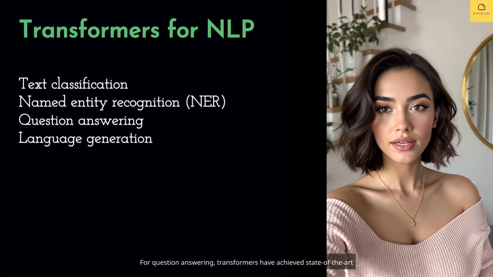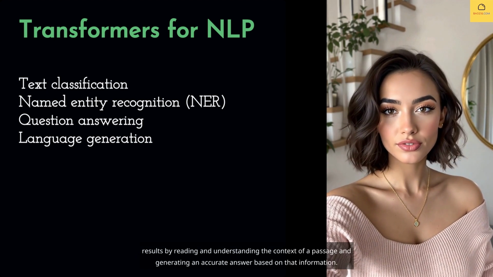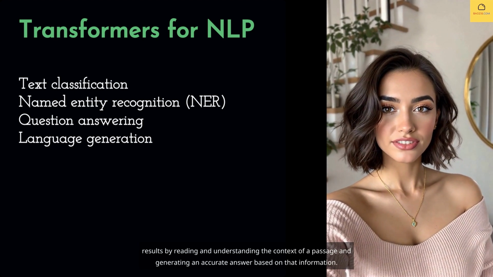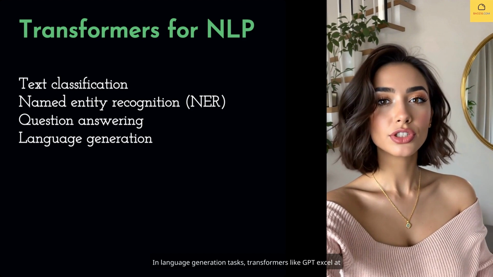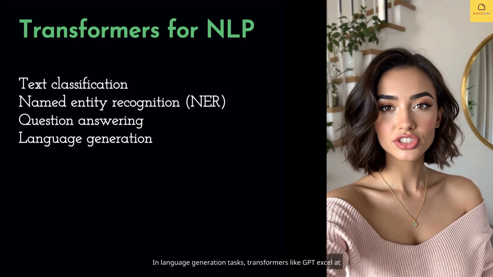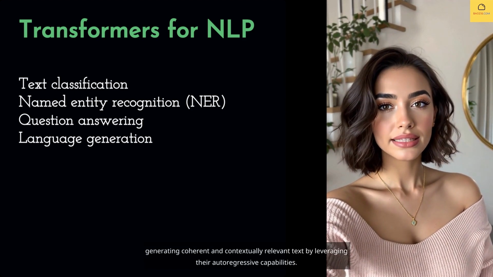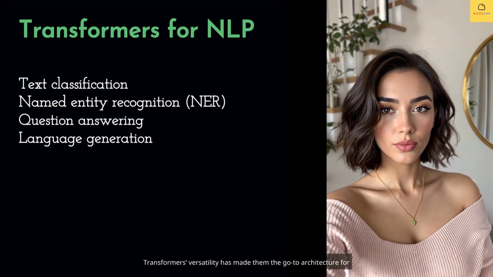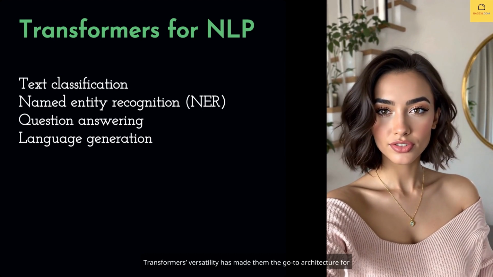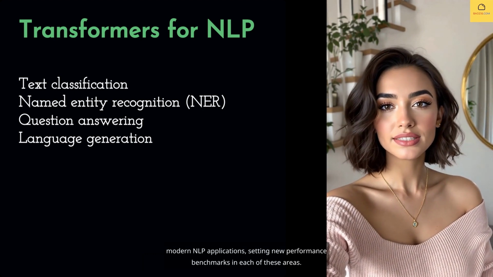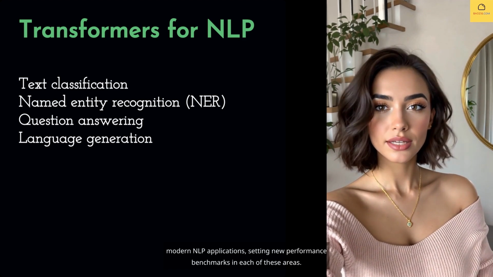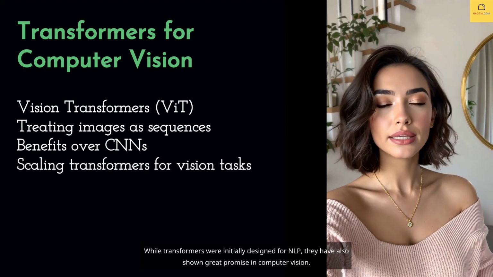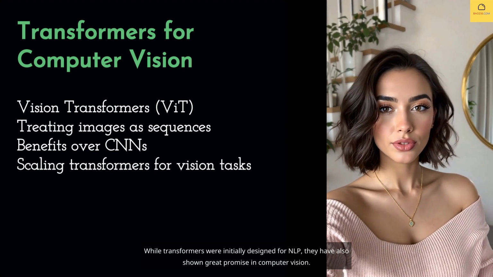For question answering, transformers have achieved state-of-the-art results by reading and understanding the context of a passage and generating an accurate answer based on that information. In language generation tasks, transformers like GPT excel at generating coherent and contextually relevant text by leveraging their autoregressive capabilities. Transformers' versatility has made them the go-to architecture for modern NLP applications, setting new performance benchmarks in each of these areas. While transformers were initially designed for NLP, they have also shown great promise in computer vision.